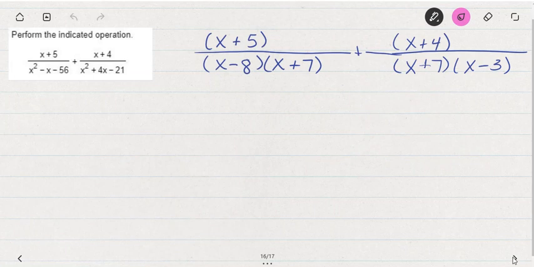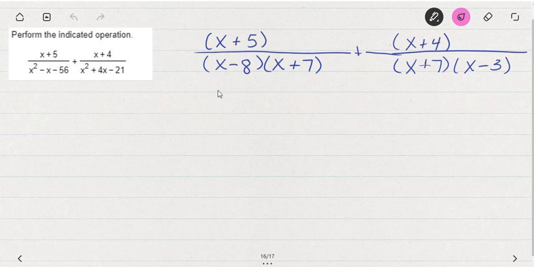What I've already done is factored each of the denominators. Now we want to, one, get the common denominator. You could see that to have the common denominator, we're going to need an x minus 8, an x plus 7, an x plus 7, and an x minus 3. So let me simplify the process for you.